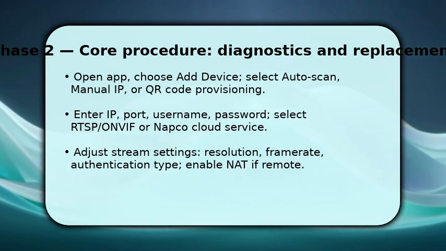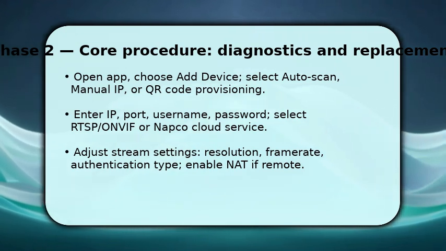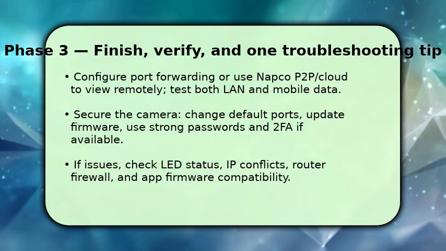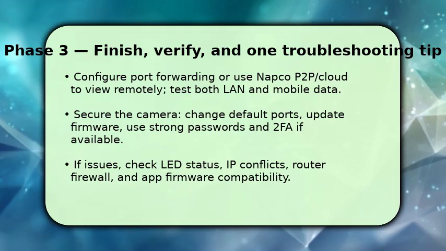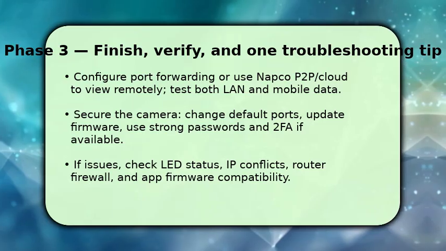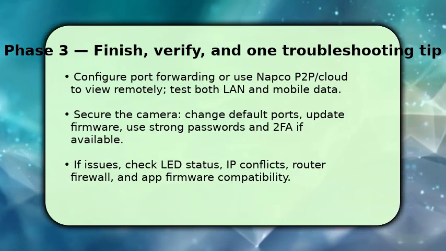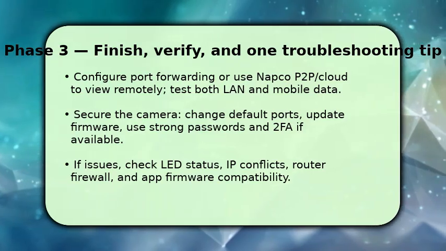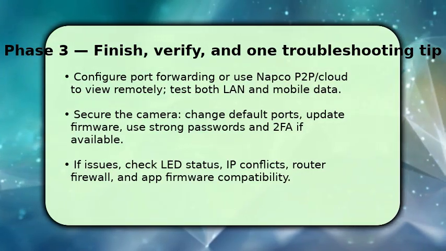And finish by enabling remote access. Either set router port forwarding to the camera's IP and external port, or use Napco's P2P/cloud feature to avoid NAT configuration. Make sure to test viewing on cellular data so you confirm remote connection works. You should also update firmware and change default ports and credentials to secure access.